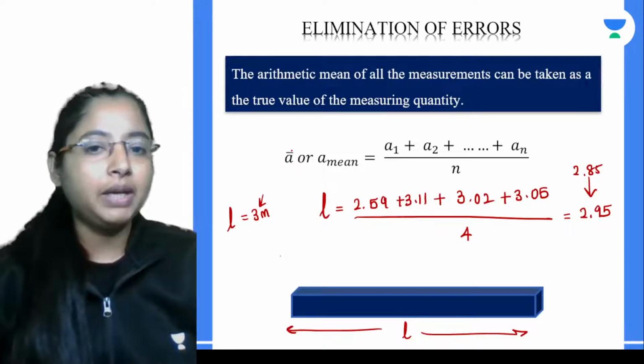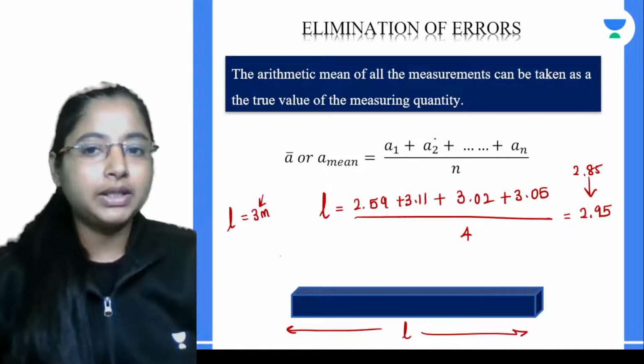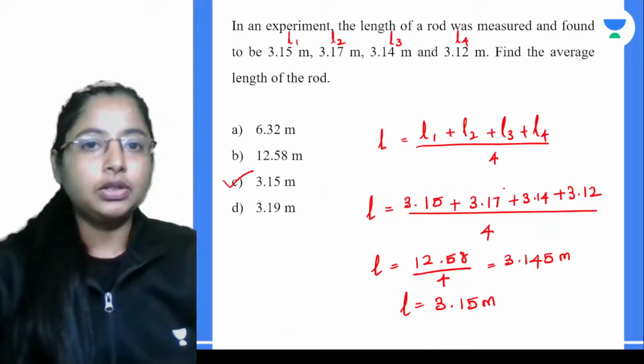So you can take A mean or A bar, both you can take. It is nothing but A1 plus A2, divided by the total number of readings. Okay, alright. So this is one part.